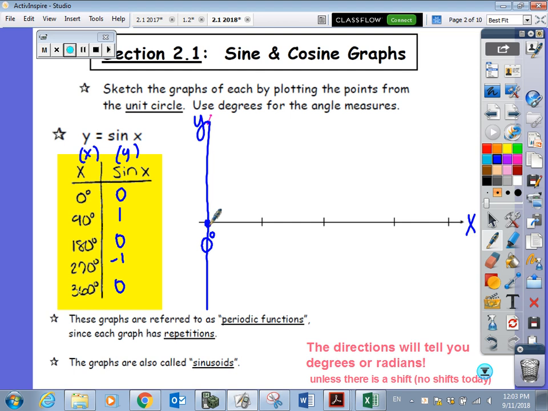So we plot that point. Our next point is 90 degrees. At 90 degrees, y equals 1. So we need a 1 up here. At 180 degrees, y is 0. At 270 degrees, y is -1, so we need a -1 down here. And at 360 degrees, y is 0. So those are considered the 5 critical values: 0 degrees, 90, 180, 270, and 360. And we'll talk in a little bit about where those numbers come from and how they can change. Okay, but that's the parent function.